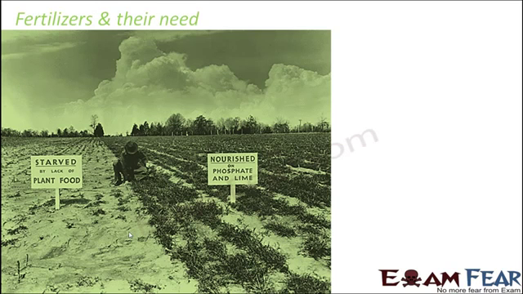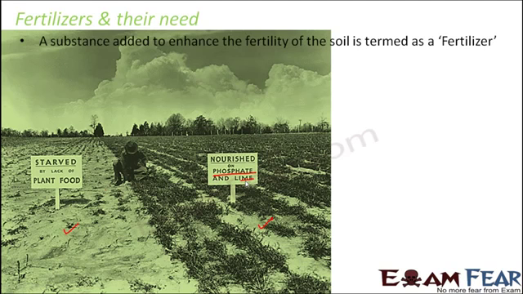Looking at this picture, you can see that on this side the field is all empty. There are no plants which you can see. Whereas on this side, you see a lot of greenery, a lot of plants. This side was starved because there was a lack of plant food, whereas this side was nourished with phosphate and lime. So what are these phosphate and lime? These are nothing but fertilizers. So what is a fertilizer? It is a substance which is added to enhance the fertility of the soil. That is known as a fertilizer.